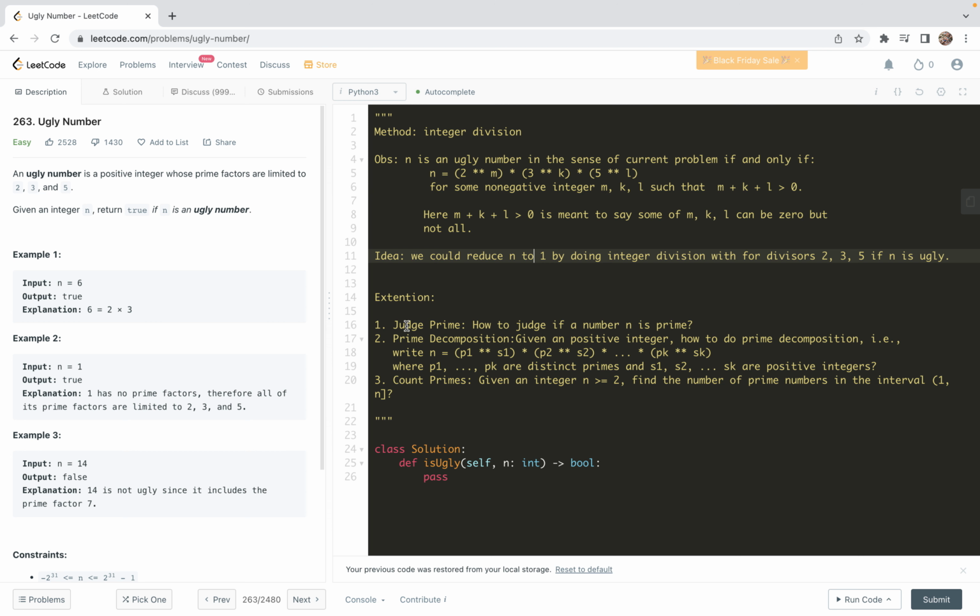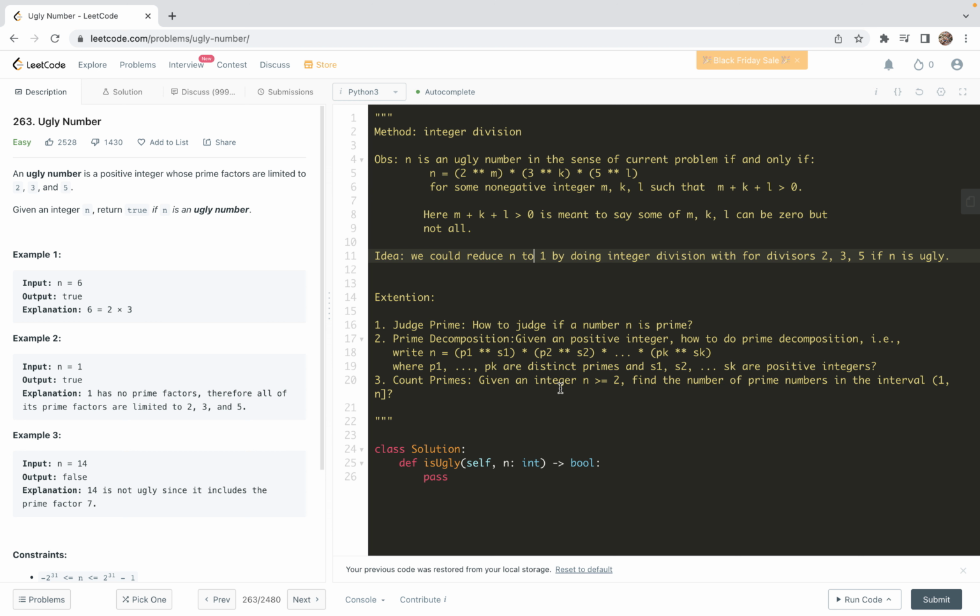Before we write the code, here are several extensions or related LeetCode problems you can find, or you can just solve directly. The 3 extensions are the following. First, a judgment of a prime number: how to judge if a number n is a prime number. This can be an interesting problem to try. And the second one is the prime decomposition.